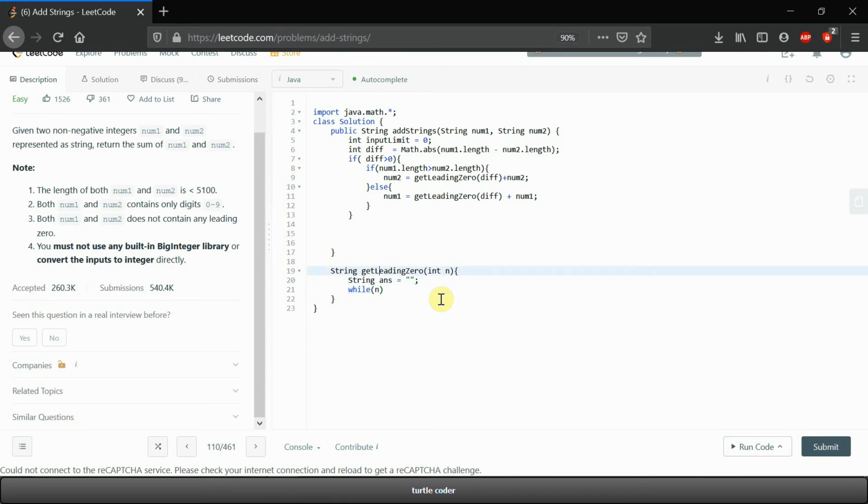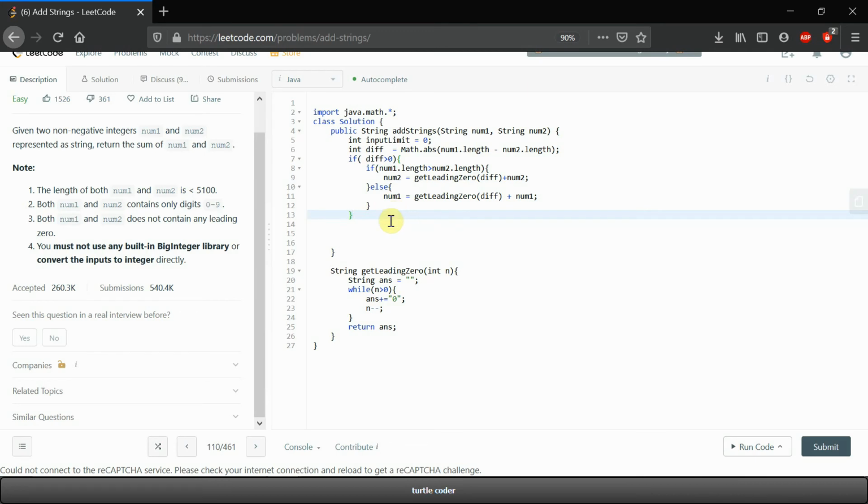Let's start from 0, or should I use this variable as it is? So n is 8 and I should be doing this until my n is greater than 0. Would it work? I think yes. So answer plus equals 0. It always appends a 0 as a string, and in the end I return answer. This would be an infinite loop, so I have to decrement the counter, and this would return me a leading 0 number.